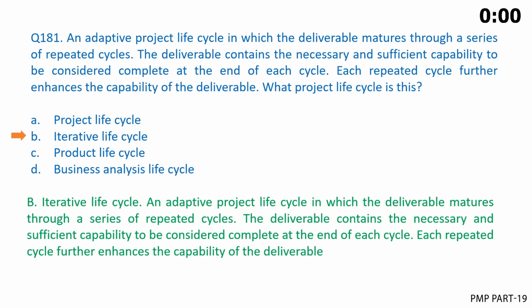The correct answer is B. Iterative life cycle. An adaptive project life cycle in which the deliverable matures through a series of repeated cycles. The deliverable contains the necessary and sufficient capability to be considered complete at the end of each cycle. Each repeated cycle further enhances the capability of the deliverable.